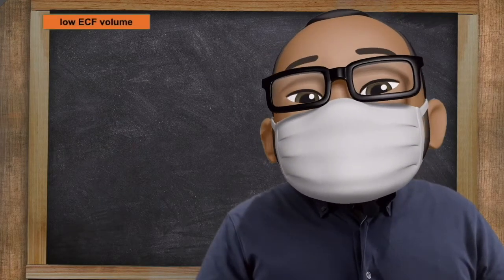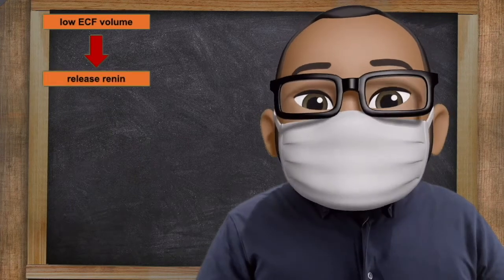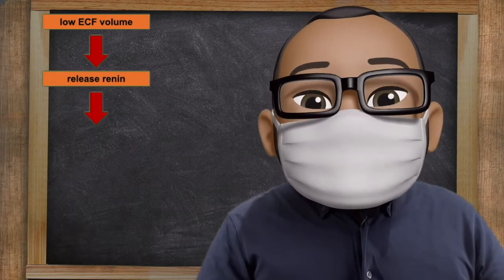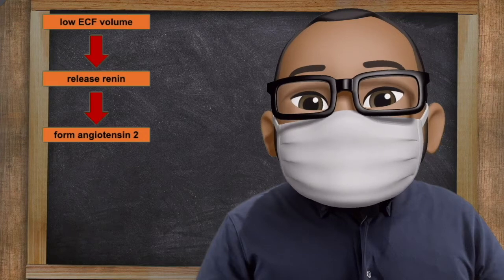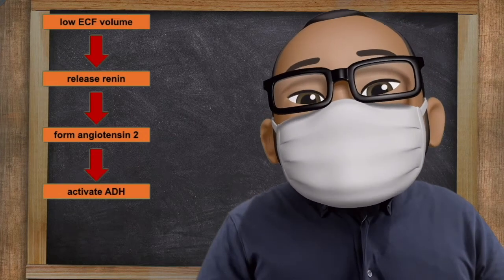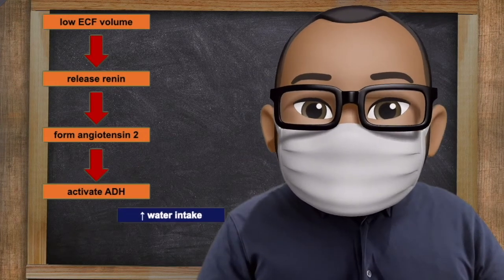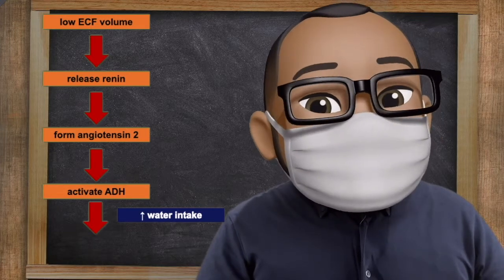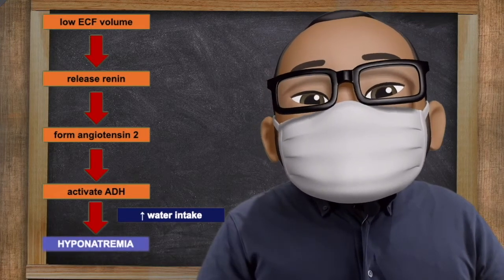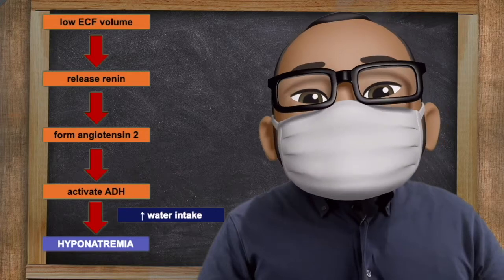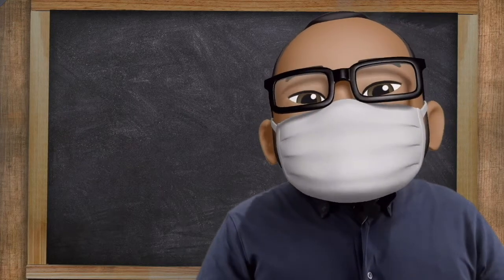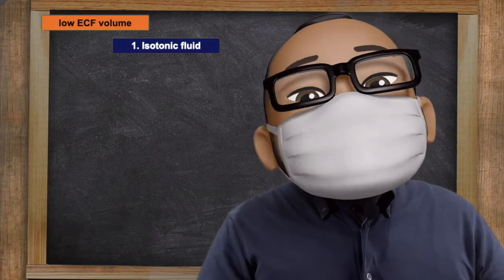With low ECF volume, it will lead to the release of renin, and this release of renin will form your angiotensin II. Angiotensin II, therefore, then will activate antidiuretic hormone. With increased water intake, it will lead to your hyponatremia or low serum sodium levels. And how do we manage this? Remember, if it's with low ECF volume, correct it rapidly with your isotonic fluid boluses.